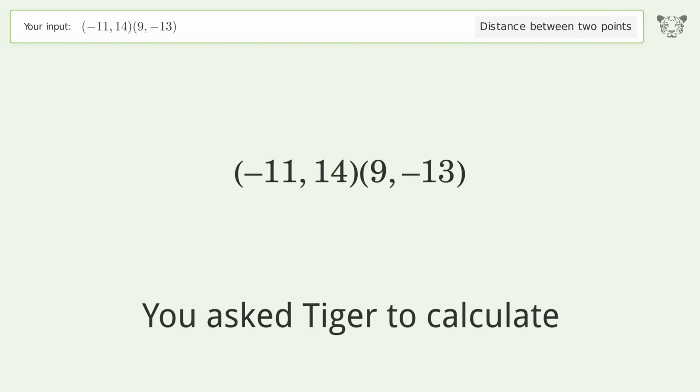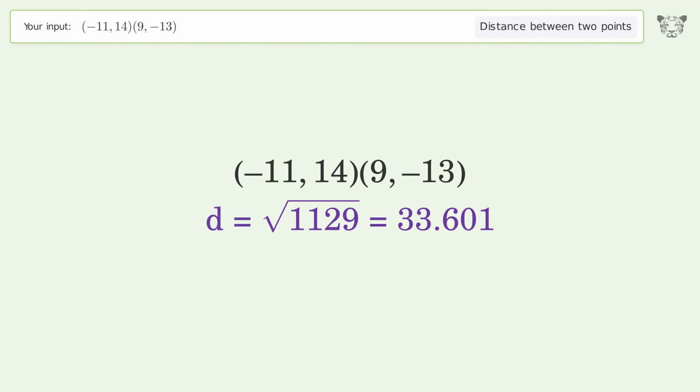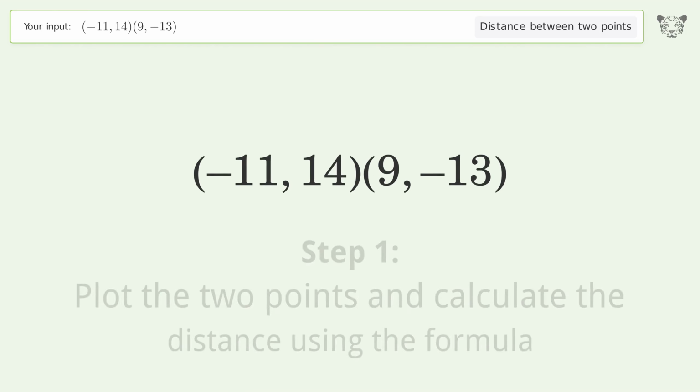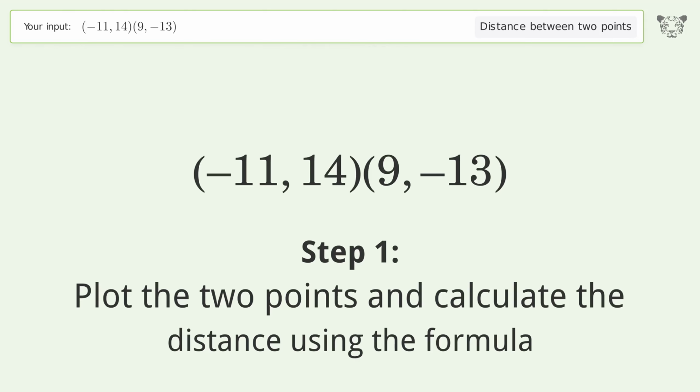You ask Tiger to calculate. This deals with the distance between 2 points. The distance between the 2 points is the square root of 1,129, or 33.601. Let's solve it step by step. Plot the 2 points and calculate the distance using the formula.